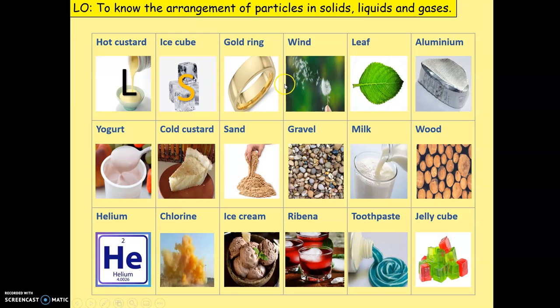What about a gold ring? Now, that's debatable. Think about it. It's actually solid. Why? Because it's already transformed. Obviously, when they're making the ring, it's going to be molten. So it's going to be in liquid form, but this is actually solid.